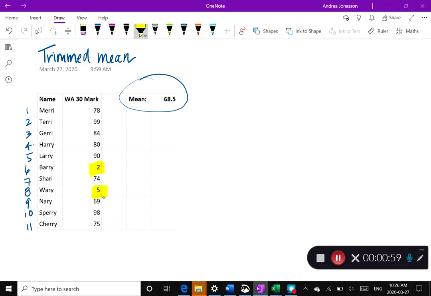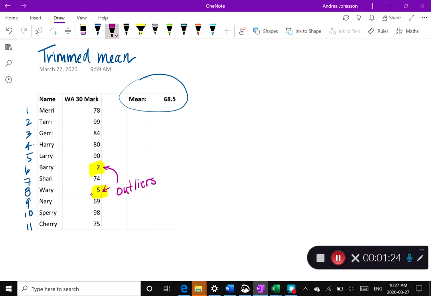So in this case, we're going to use a trimmed mean. We're going to drop out what we call outliers. And outliers are values that are really very different than all the other values that we've got. 2 and 5 are very, very different than all the other marks that we have here.